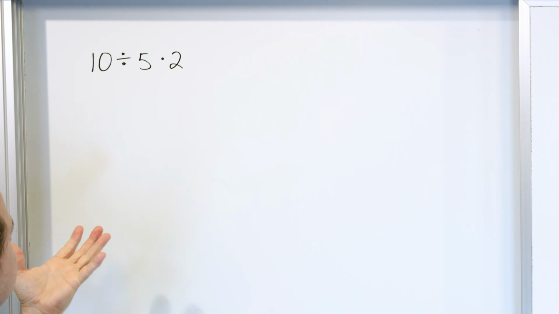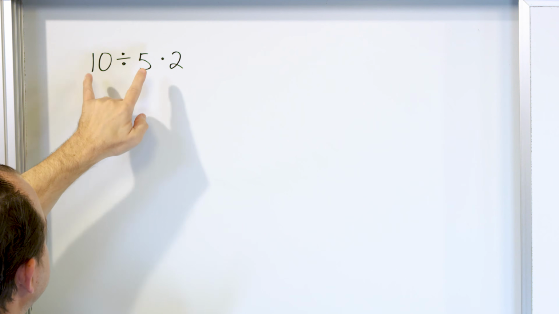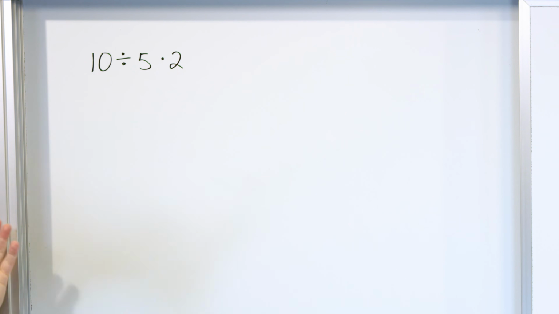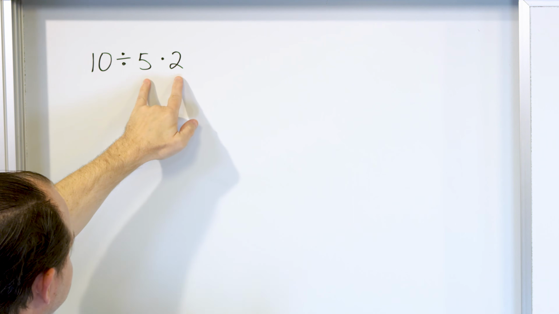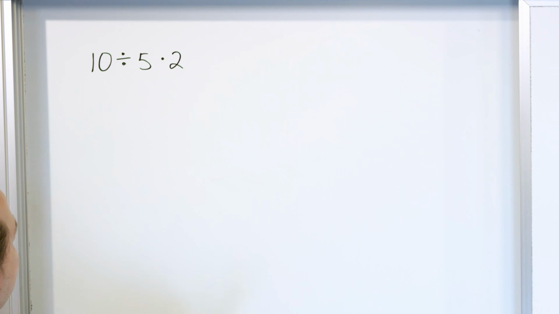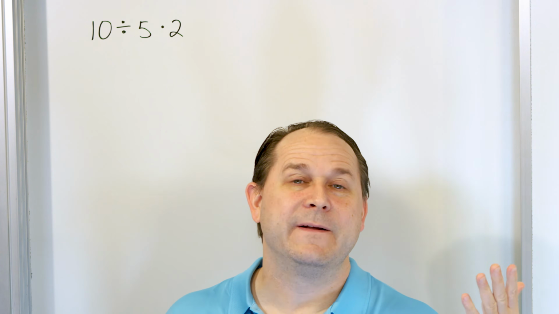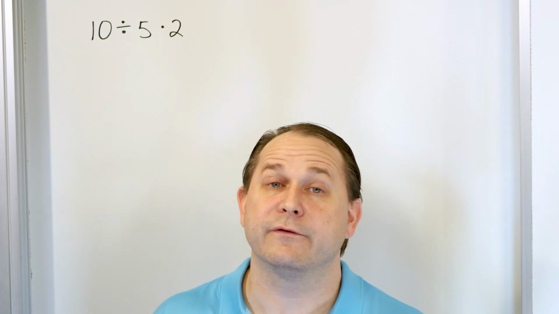Now, the question is, do you divide first, like 10 divided by 5, and then get the result, and then multiply by 2? Or do you come over here and do the multiplication first? 5 times 2 is 10, and then 10 divided by the result of what you got here. So we have to know the order in which to do things. And we also have exponents and parentheses and other things to consider.